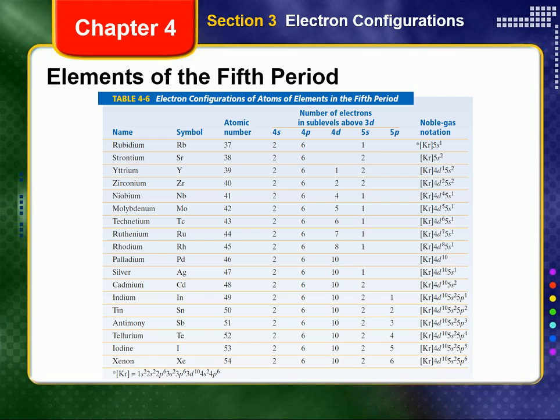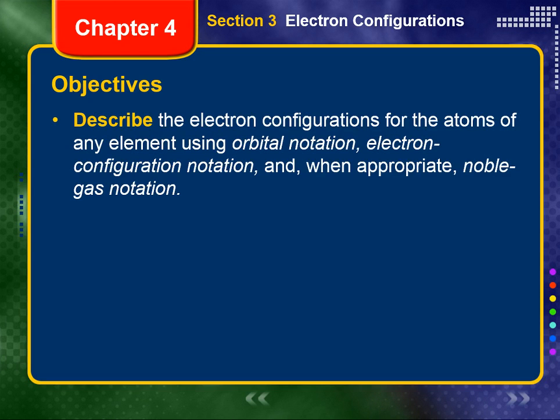There are occasional deviations from the predicted configurations here also. The deviations differ from those of fourth period elements, but in each case, the preferred configuration always has the lowest possible energy. At this point, you should be able to describe the electron configurations for the atoms of any element using orbital notation, electron configuration notation, and, when appropriate, noble gas notation.